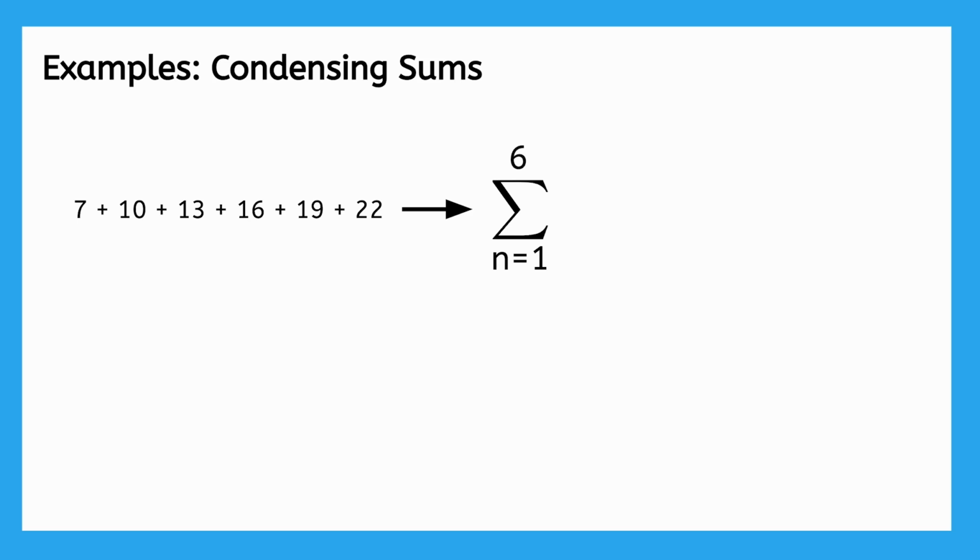For number 2, let's just go ahead and stick that automatic n equals 1 below sigma. We have 6 terms here, so the upper limit is 6. The sequence starts at 7, and each term is 3 more than the previous. And there we go. Our summation notation is done.